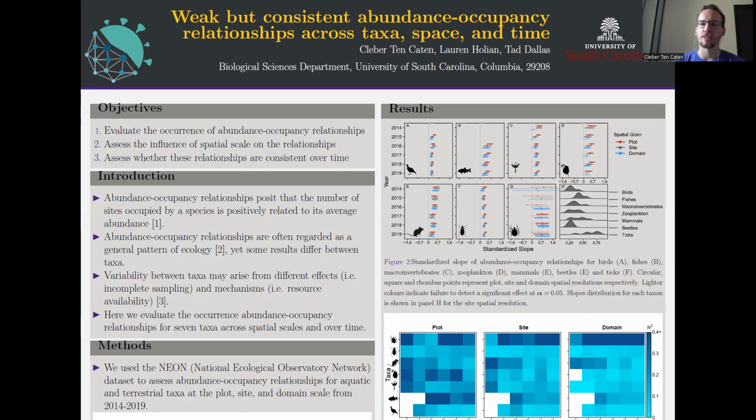There are several mechanisms that have been proposed to explain the occurrence of positive abundance occupancy relationships, such as, for example, the resource availability hypothesis. The resource availability hypothesis predicts that if a resource is widespread and abundant, then the species that use that resource would also be widespread and more abundant than the species that don't use that resource.